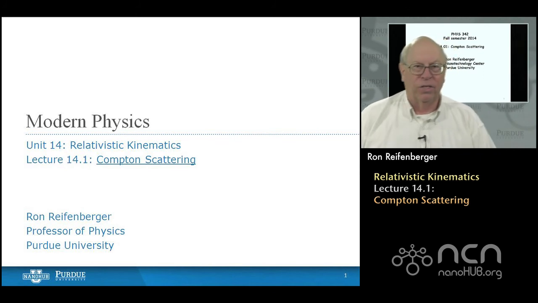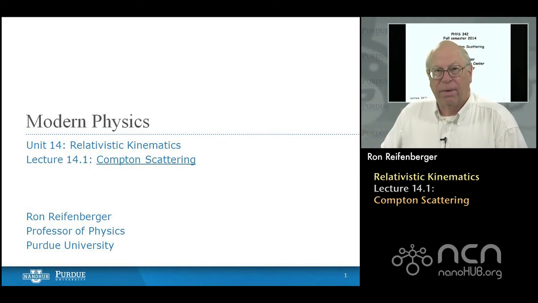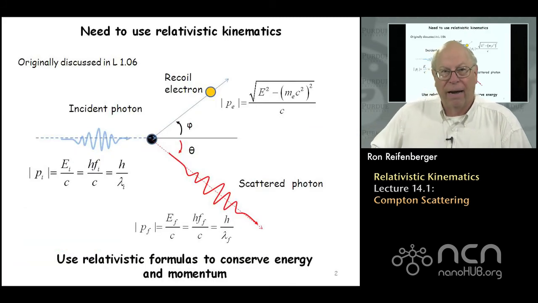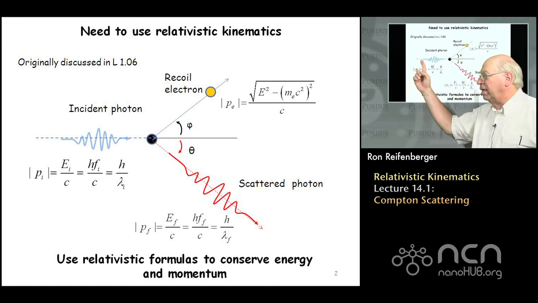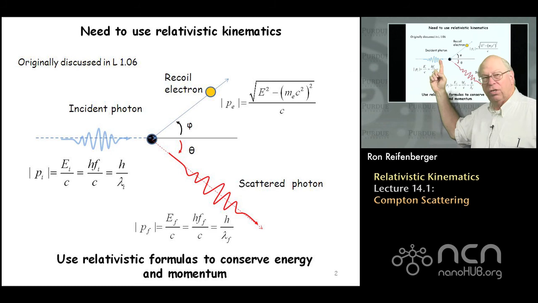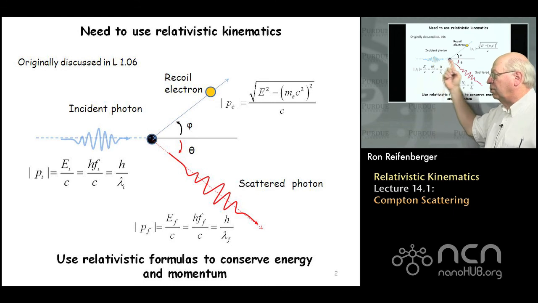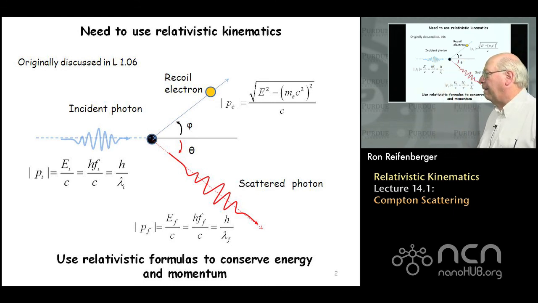I thought we'd end this discussion on relativistic kinematics by just coming back to a topic that we considered during the first week of the semester, and that topic is Compton scattering. So you might recall in Compton scattering, you have an incident high-energy photon that goes into a target. That high-energy photon interacts with an electron inside the target. The electron is scattered, and the photon is also scattered, and the photon is scattered through an angle theta, which is measured with respect to the incident photon.